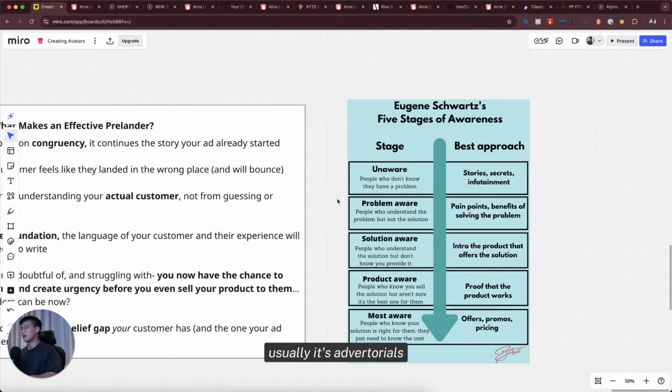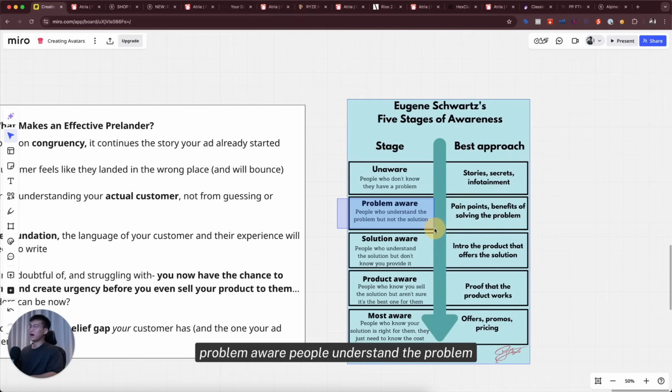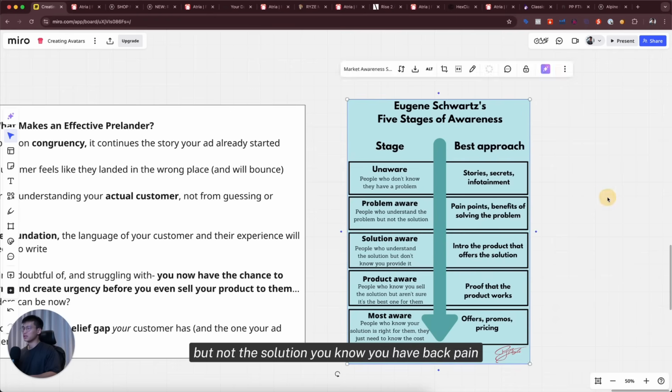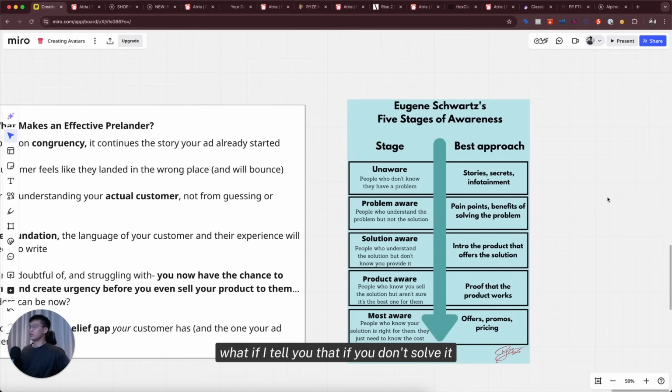Usually it's advertorials. Problem aware. People understand the problem, but not the solution. You know you have back pain, but you don't think you need to solve it. What if I tell you that if you don't solve it, you're going to have a bunch of issues later down the line, whatever. Obviously, you need more education, you need to poke into the emotion, etc.